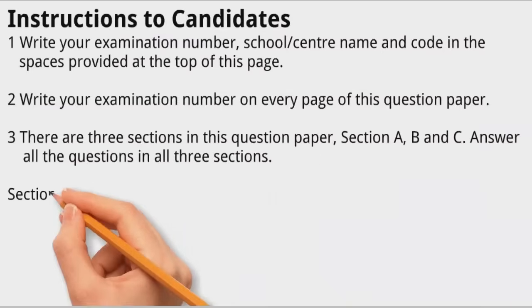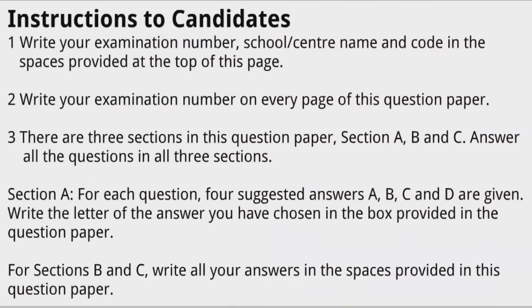2025 wrote. Before we start answering questions, let's go through instructions. Instructions to candidates. 1. Write your examination number, school/center name, and code in the spaces provided at the top of this page. 2. Write your examination number on every page of this question paper. 3. There are 3 sections in this question paper: Section A, B, and C. Answer all the questions in all 3 sections.